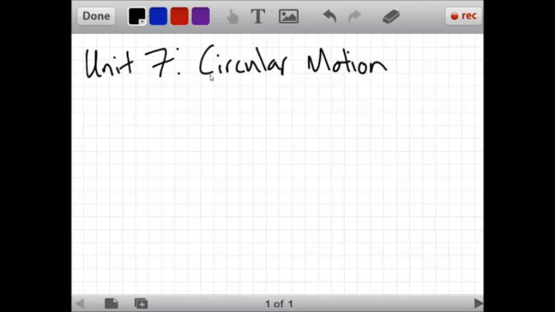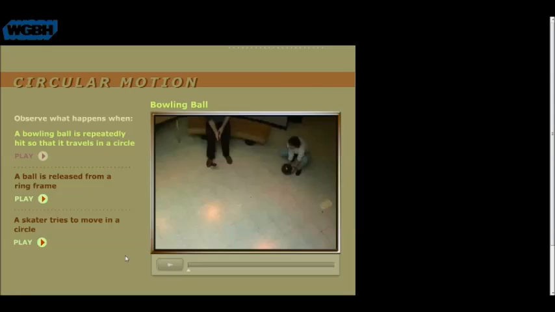So what we're going to do is watch 3 short videos here, and then we're going to come back and explain what was happening in the video, and it's going to give us basically all we need to know about circular motion. First off, we're going to watch a video of a bowling ball that is repeatedly hit so that it travels in a circle. What I want you to watch in this video is where this hit is occurring and what direction the force from the hammer that this guy is using is pointing in terms of where it is in the circle. So let's go ahead and watch this.